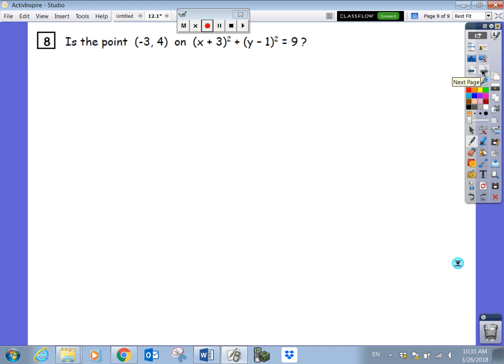And this last one is that point on that line, or on that circle. So the problem like this, it's just saying, here's a circle. Does the point negative 3, 4 lie on that circle? So the way you determine that is not by graphing it. You plug in negative 3 for x, you plug in 4 for y, and see if you get 9.